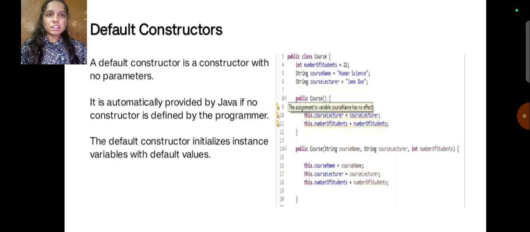Next, default constructor. A default constructor is a constructor with no parameters. It is automatically provided by Java if no constructor is defined by the programmer. The default constructor initializes instance variables with default values. This is about the default constructor.